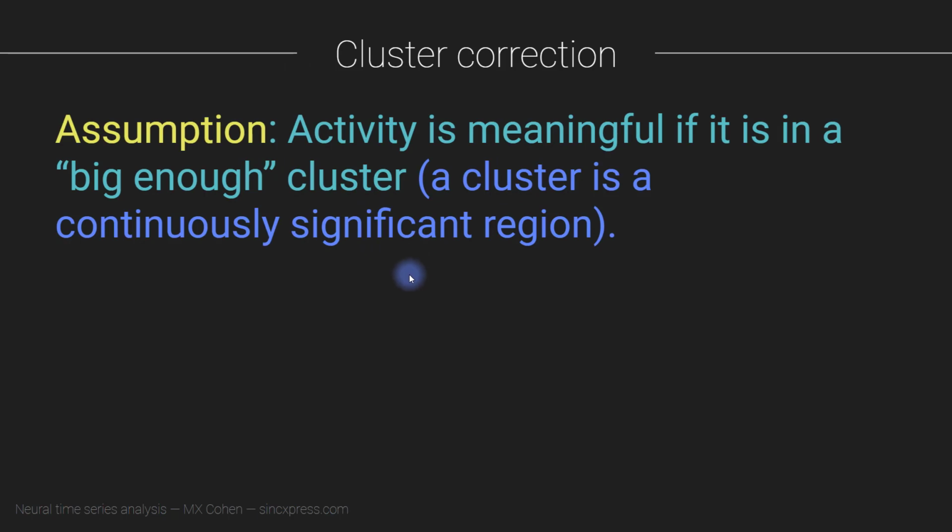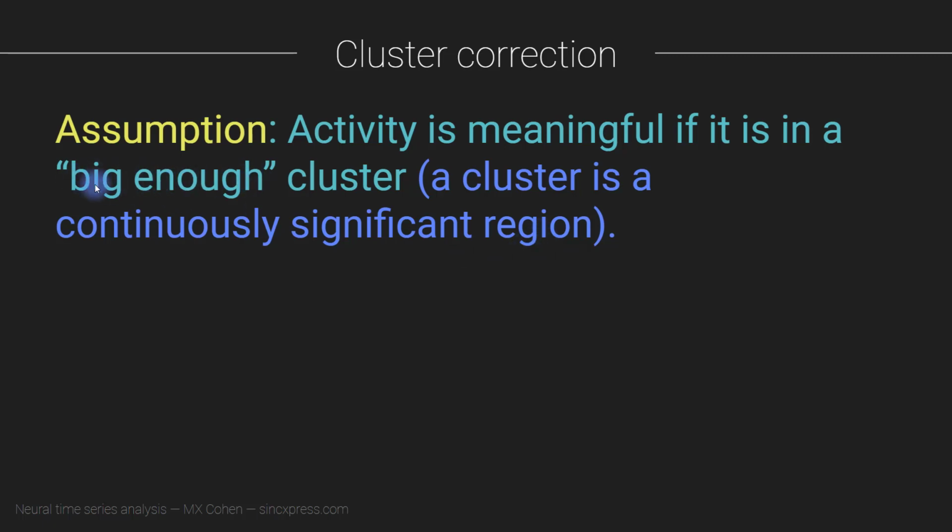The idea of cluster correction is we start from the assumption that activity on the time frequency plane, so some feature on the time frequency plane, is meaningful, it is interpretable, it's statistically significant if it is big enough, if it's in a cluster that is sufficiently large. So what is a cluster? A cluster is a contiguously significant region in the time frequency plane.